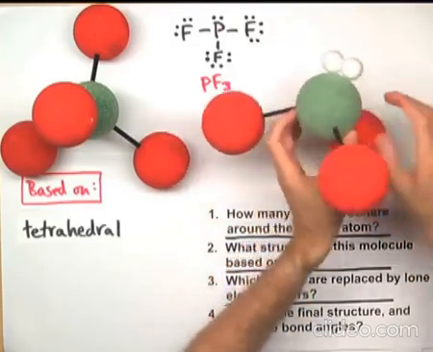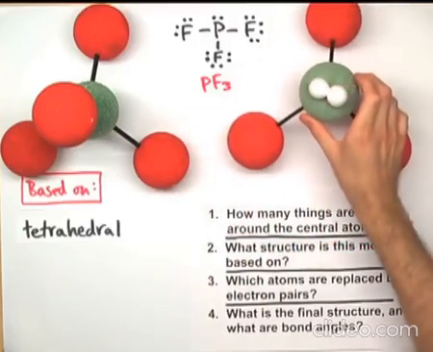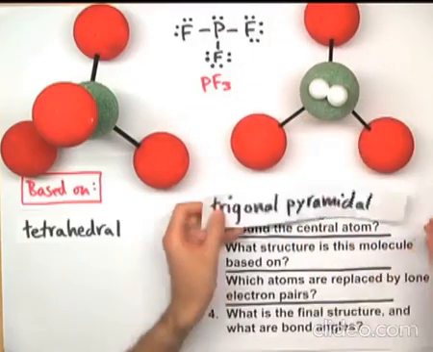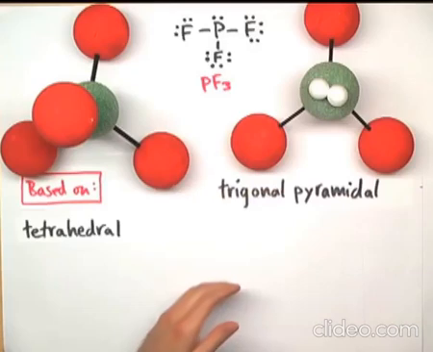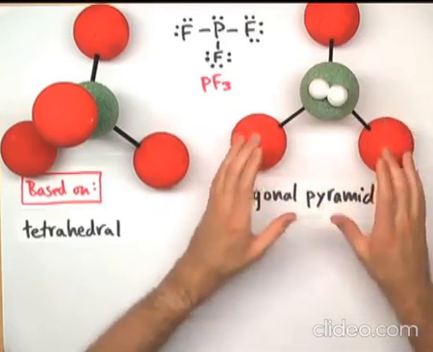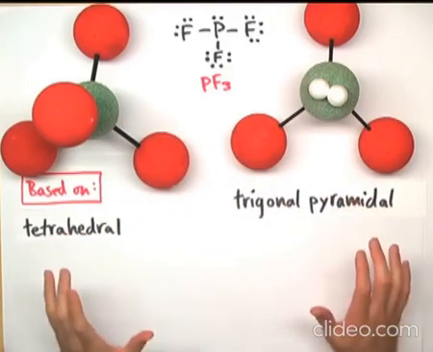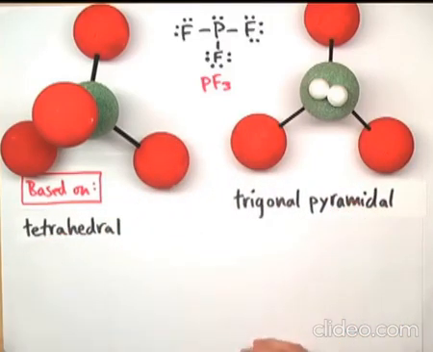So this shape looks kind of like a pyramid from the side, and we call this trigonal pyramidal. It's what we get when we have 4 things around a central atom, 3 of them are other atoms, and 1 is a lone electron pair. Let's talk about bond angles really quickly.